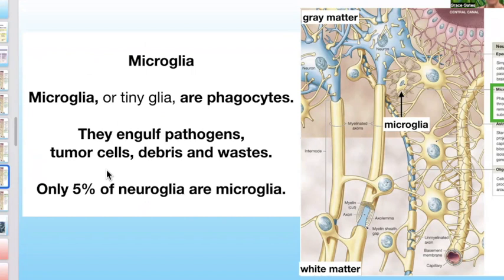Microglia, or tiny glia, are phagocytes. They engulf pathogens if they get into the central nervous system, which isn't common but can happen. They engulf tumor cells, debris, and waste. Only about 5% of neuroglia are microglia, but their numbers will increase if there is an infection in the brain.